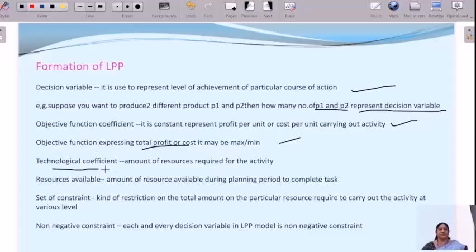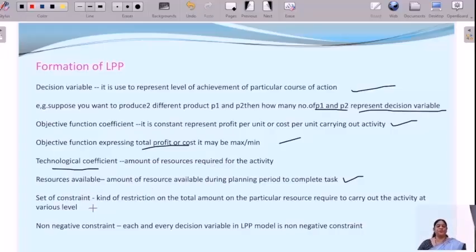Next concept is technological coefficient. It is the amount of resources required for the activity. Next, resources available. The available resources means the amount of resource available during the planning period to complete our task. Suppose we have to produce a product, and we require 20 hours for product P1 and 30 hours for product P2, then these are the resources.